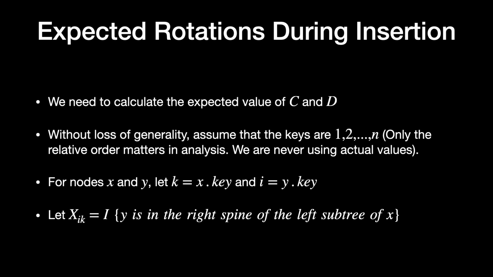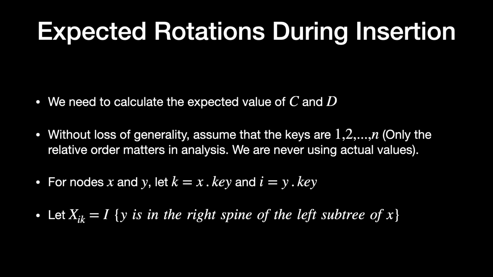So for example, if one key is 3 and the other key is 5, or one key is 2 and the other key is 3, only the relative order matters, and that is because we are performing comparisons during insertion to insert something. We are never really using the values of the keys. So the proof goes as follows. For nodes x and y, we set k to be equal to x dot key and i to be equal to y dot key. So we select two nodes x and y, k is equal to x dot key and i is equal to y dot key.